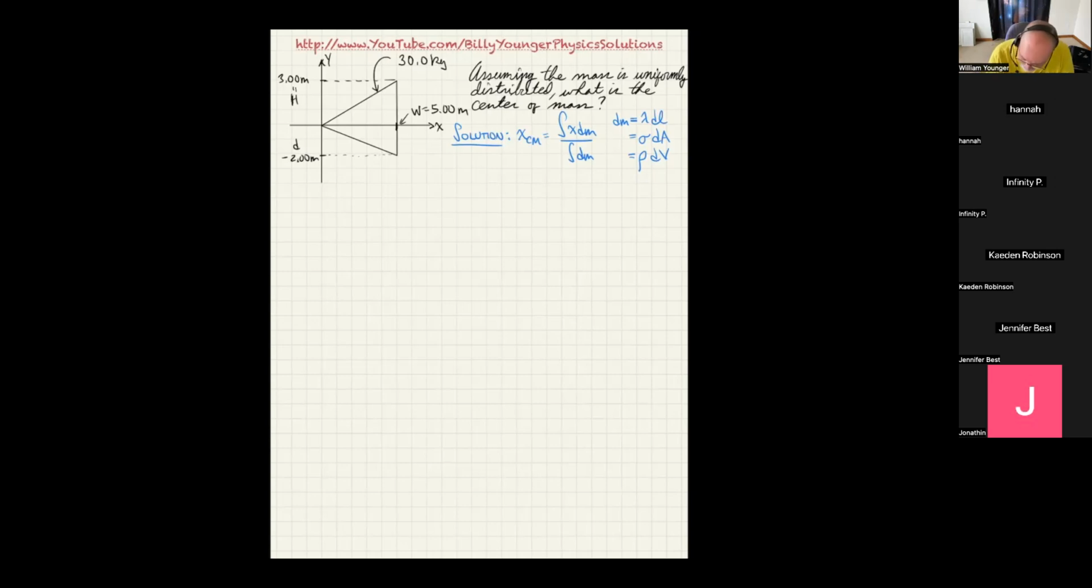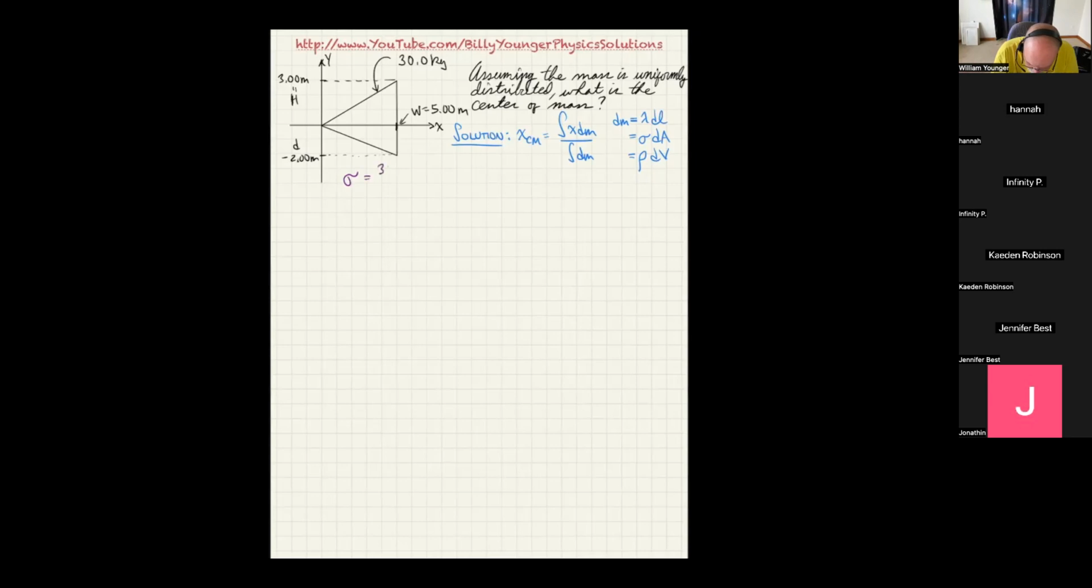That being said, I really don't have to, because it turns out that the way you do this integral divided by an integral, both of them are going to have the sigma in it, which is a constant. That's what uniformly distributed mass means: the sigma or the lambda or the rho is a constant. And because of that, the sigma is going to cancel out in the top and bottom. So you wouldn't even have to know it. But I do find it kind of useful.